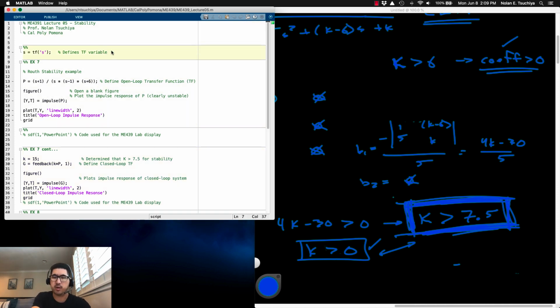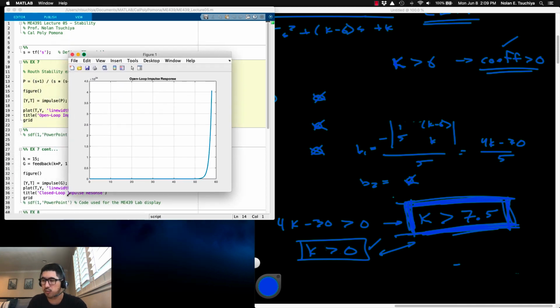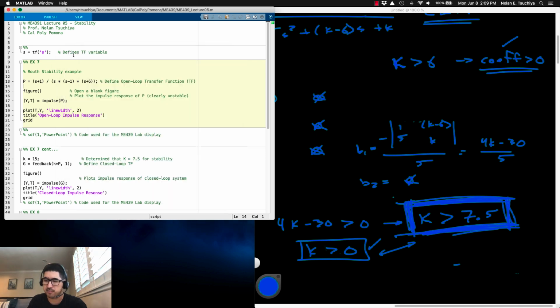Okay, so this little bit of code here will do a couple of things. The very first thing we can do is verify that the open loop transfer function, (s plus 1) over s times (s minus 1) times (s plus 6), is actually unstable. We can do so by looking at the impulse response of the plant itself. Remember, that's the very definition of stability: to see if the impulse response diverges or converges. What we get here is a plot that says the open loop impulse response definitely diverges. So this is clearly an unstable system.